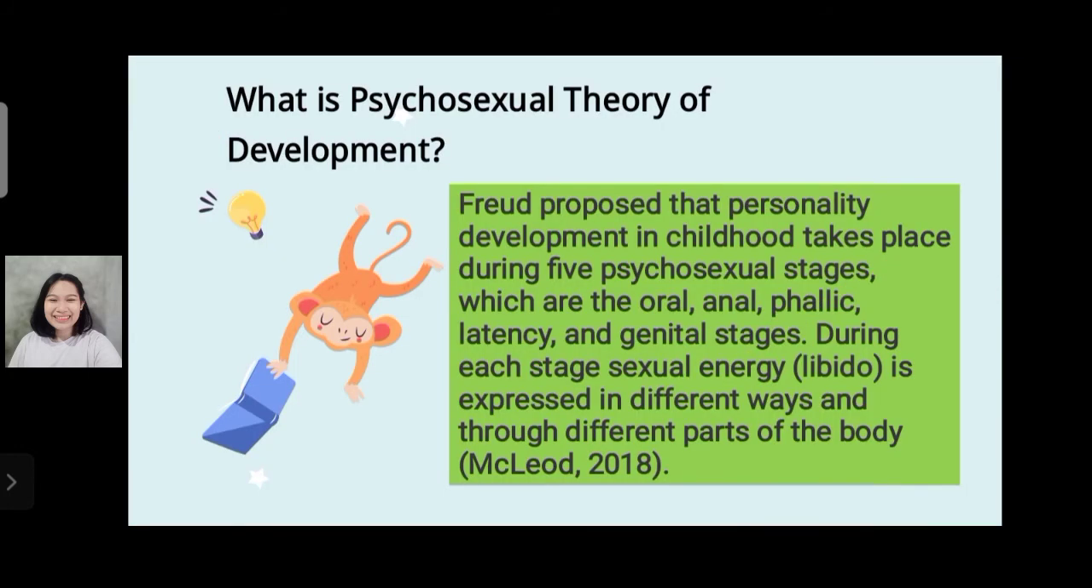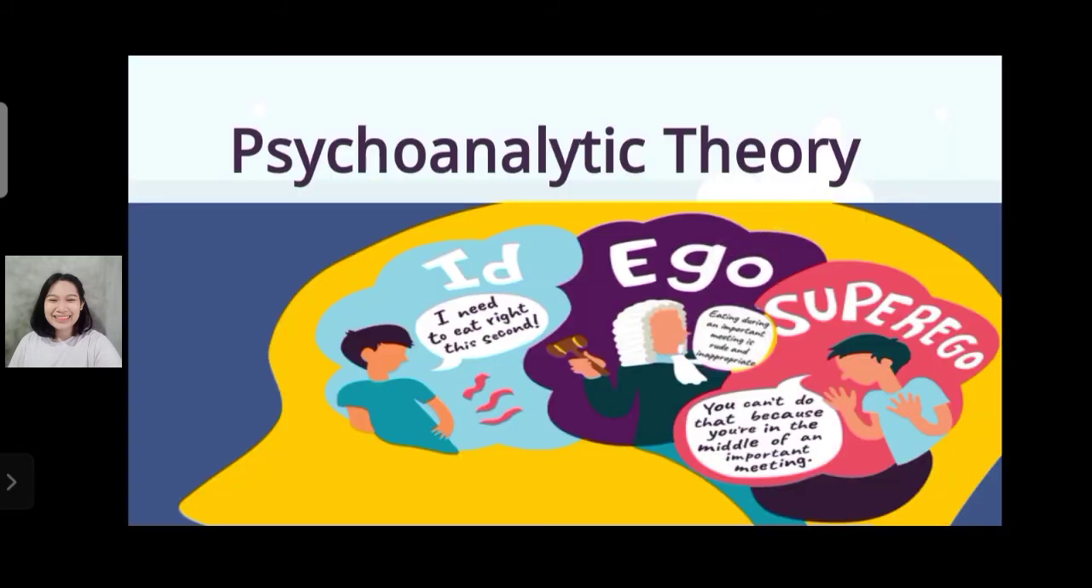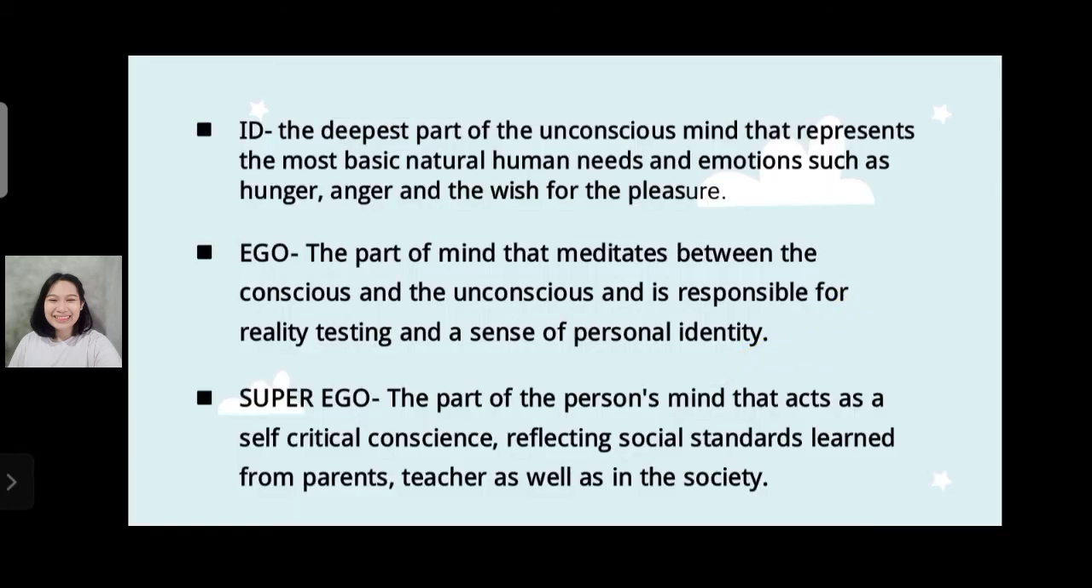Okay, what is psychosexual theory of development? So, according to McLeod 2018, Freud proposed that personality developed in childhood takes place during 5 psychosexual stages. What are those? Oral, anal, phallic, latency, and genital. So, during each stage, sexual energy or libido is expressed in different ways and through different parts of the body. So, let's talk about psychoanalytic. Let's be quick. So, when we talk about ID, it is the deepest part of the unconscious mind, represents most basic natural human needs and emotions such as hunger, anger, the wish for pleasure. ID, it's all about your pleasure.